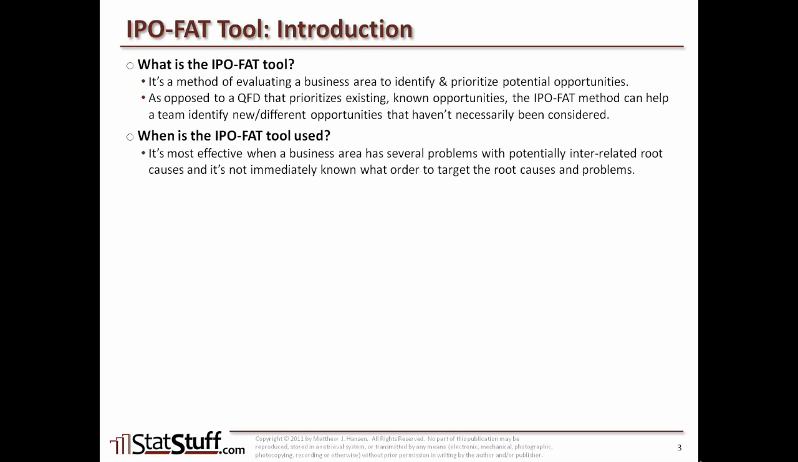Well, it's most effective, I believe, when a business area has several problems with potentially interrelated root causes. It's something where the priority of how you might attack the different problems is not immediately known. Very often I'll use this when an organization comes and says, we're just not meeting a bunch of our metrics. We have so many opportunities for failure here. We're not really sure what we need to focus on first, what order we need to look at them, or what all the potential opportunities are.